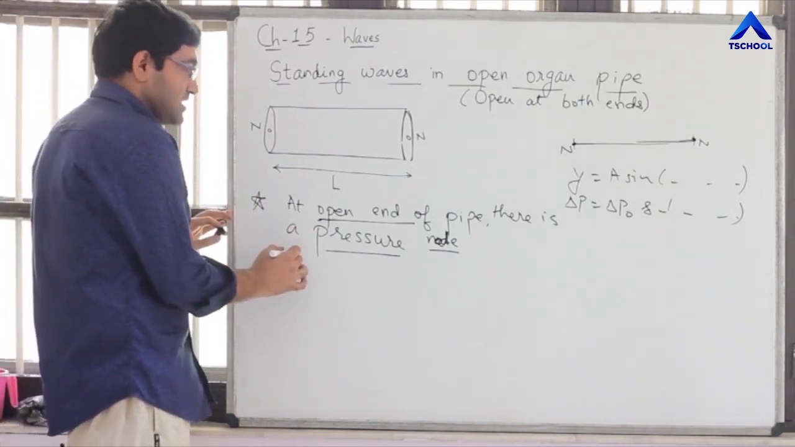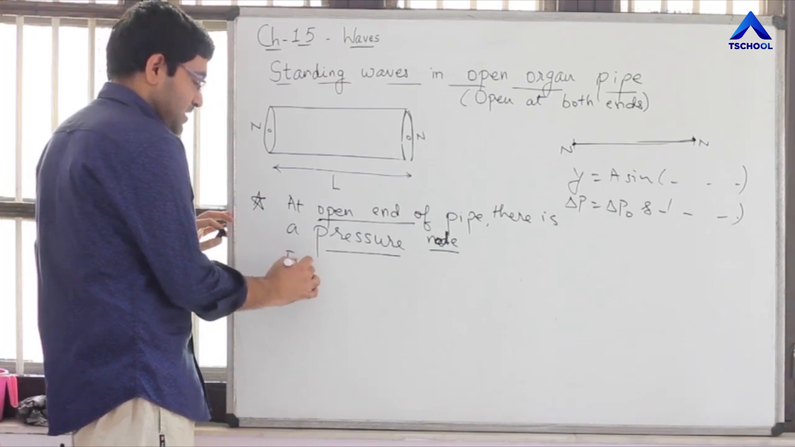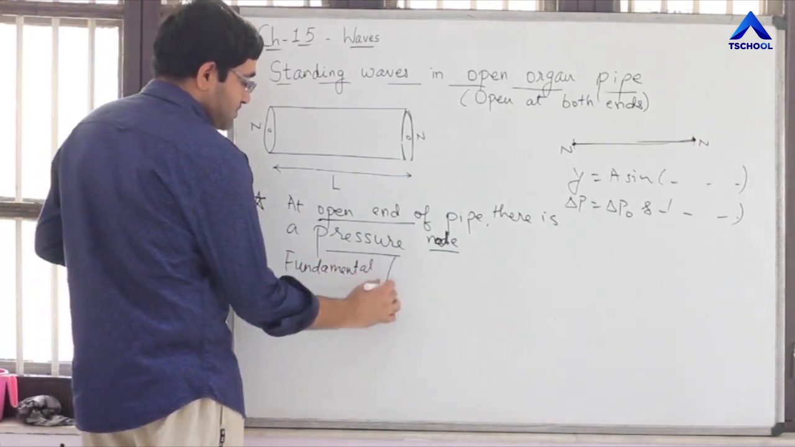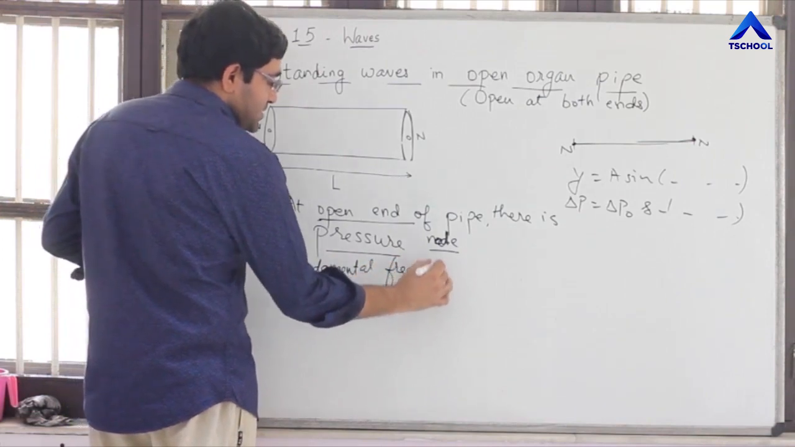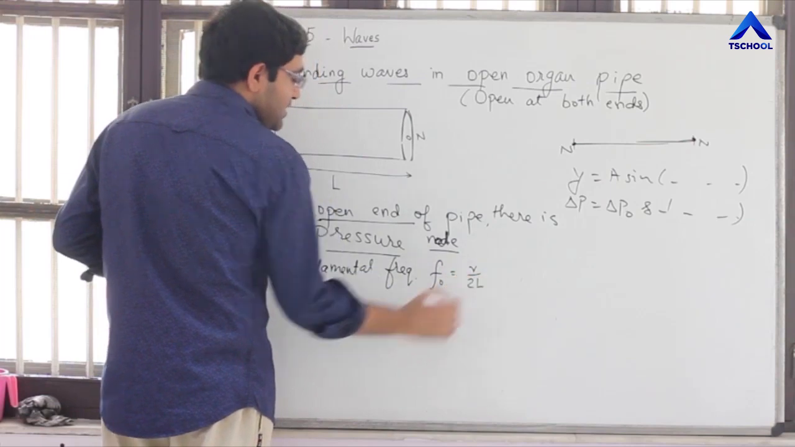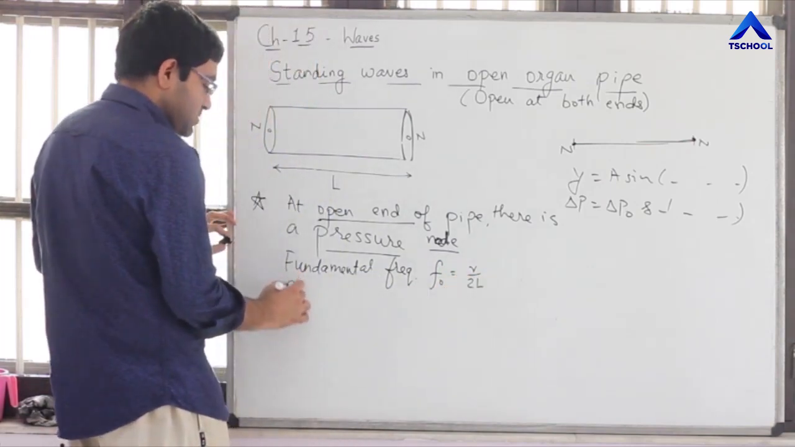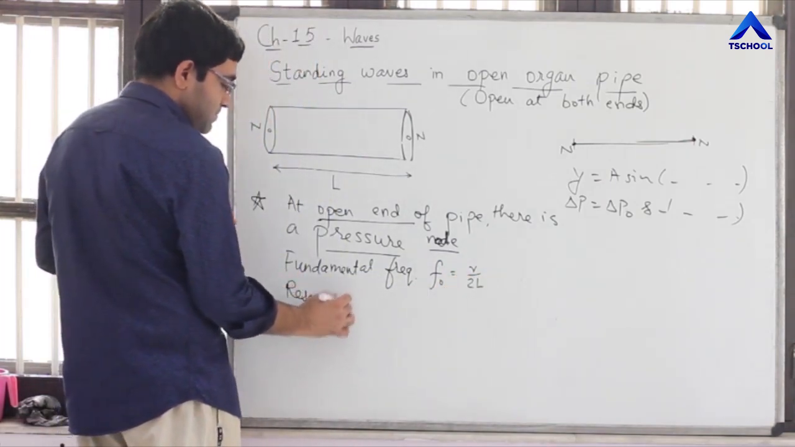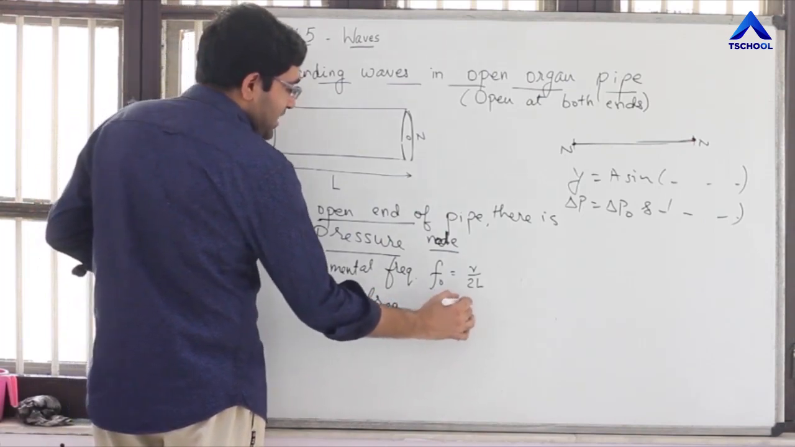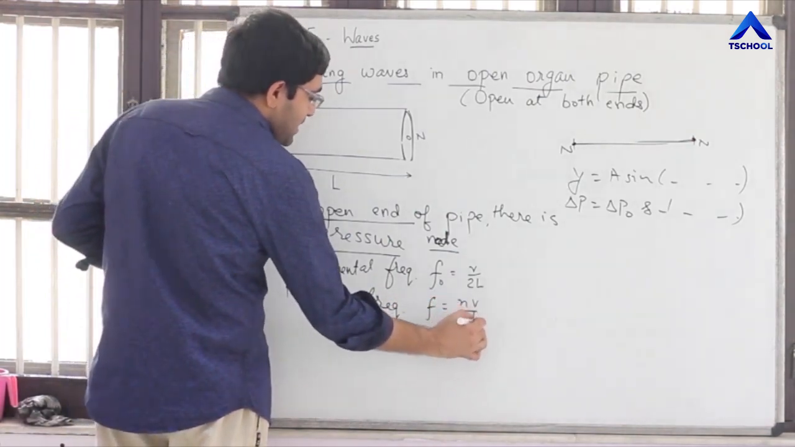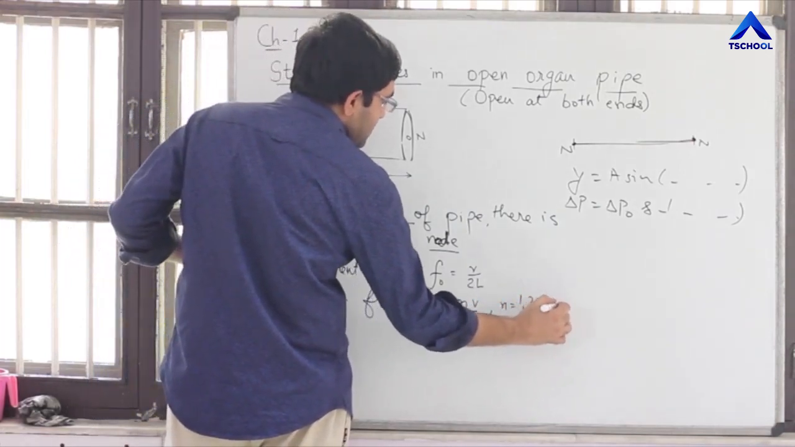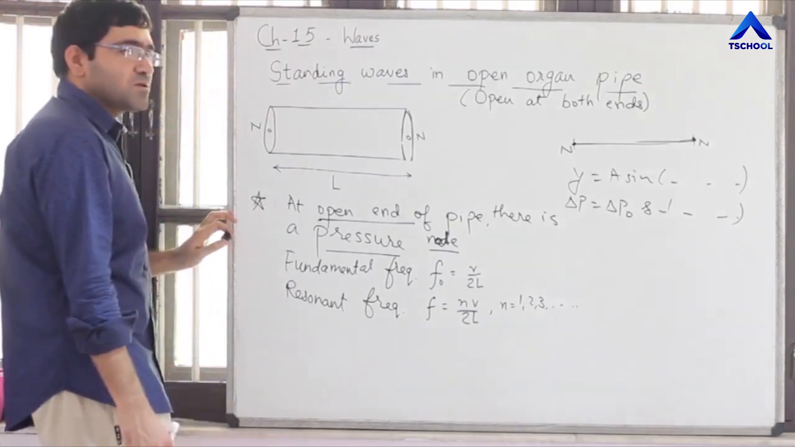Again, obviously the fundamental frequency or the natural frequency is going to be f0, which is once again going to be v by 2L, and all the resonant frequencies are going to be nv by 2L, where again n is 1, 2, 3 or any other higher natural number.